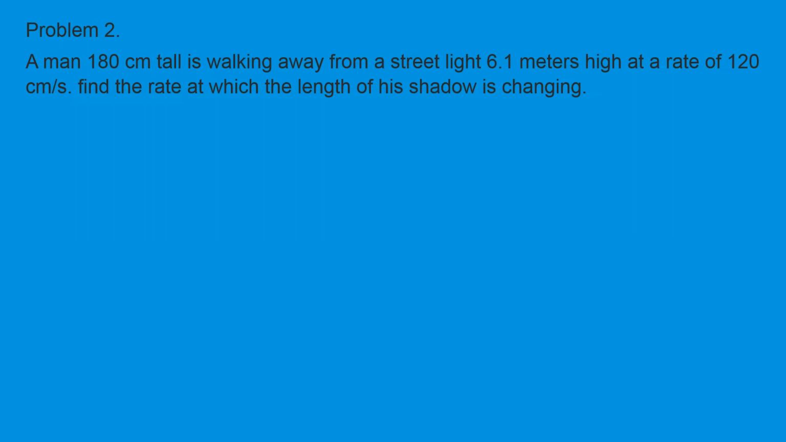Okay, so of course, let us have first the representation of this problem. We have here the vertical line, the horizontal line, and also the hypotenuse, which is referring to the right triangle. The vertical line is referring to the straight line, the street light, that is 6.1 meters high. Another vertical line next to the longest one, which is the 6.1 meters high, is referring to the man, who is 180 cm tall.